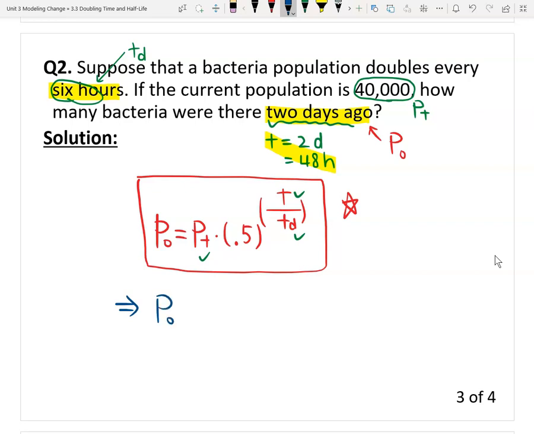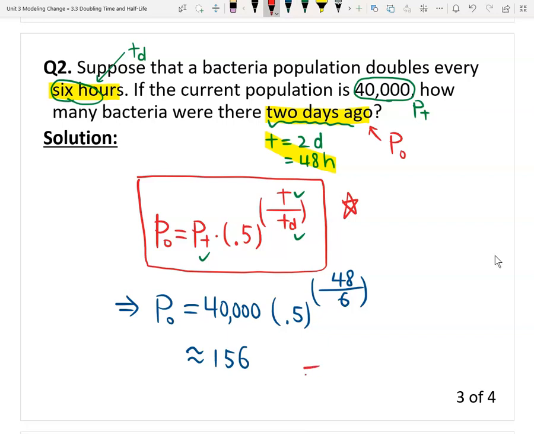So the initial value P0 equals PT, which is 40,000, times 0.5 raised to the power of T over TD. We have to use 48 hours for T, and for TD, we have to use 6 hours. See, we have everything. Using our calculator, the answer is 156 around. That's the answer, which means the population 2 days ago is 156.